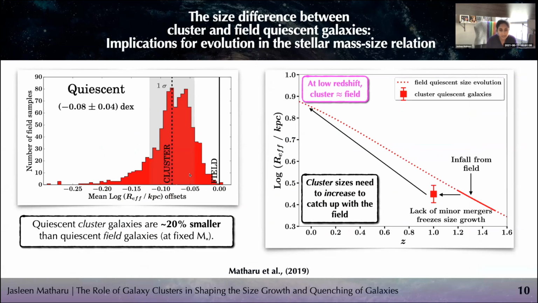And on the right-hand side of this slide, if we track this size offset back in time, we see that it's actually consistent with the quiescent field relation at about a redshift of 1.2, suggesting that the lack of minor mergers has inhibited the size growth of quiescent cluster galaxies. But at low redshift, results show that the quiescent mass-size relations are about the same in both environments, meaning that despite this minor merger suppression, the cluster environment has to catch up with the field by redshift 0.